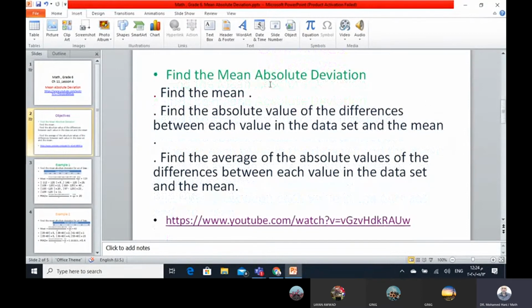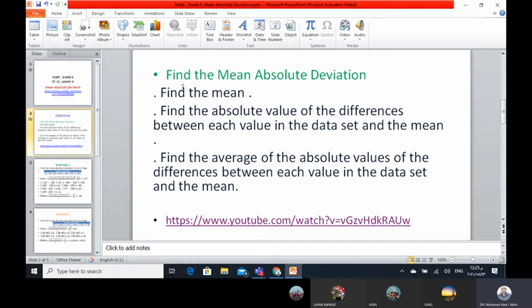When you want to find the mean absolute deviation, you should follow 3 steps. The first one, find the mean. Then the second step, find the absolute value of the differences between each value in the data set and the mean. Then the last step, find the average of the absolute values of the differences between each value in the data set and the mean.